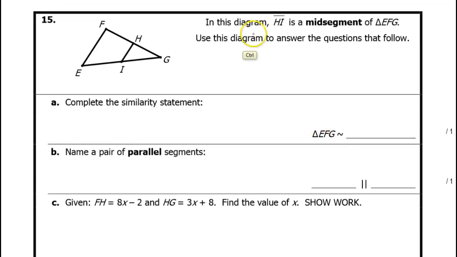So number 15. In this diagram, HI is a mid-segment. So keep in mind as we do this problem that this mid-segment is half of this parallel side. So, or I could say 2 halves equal a whole. All right, so first of all, complete the similarity statement. Triangle EFG, all right, so that's EFG, is similar to triangle. All right, so just doing the smaller triangle in the same order will be IHG.